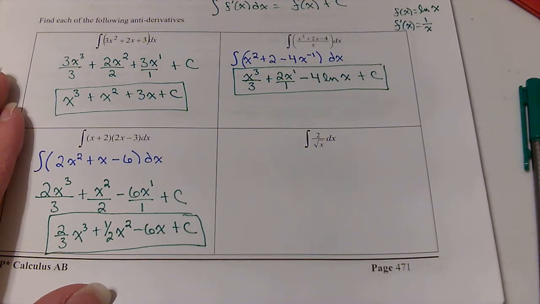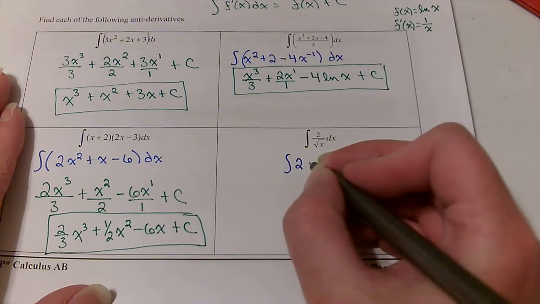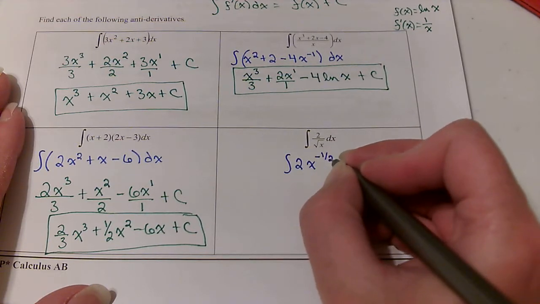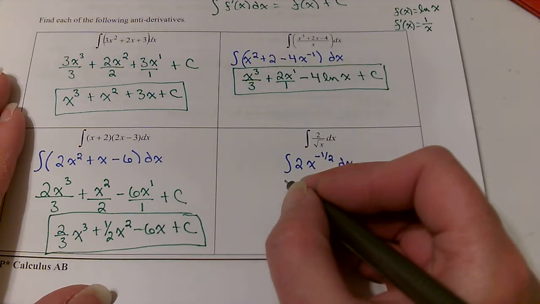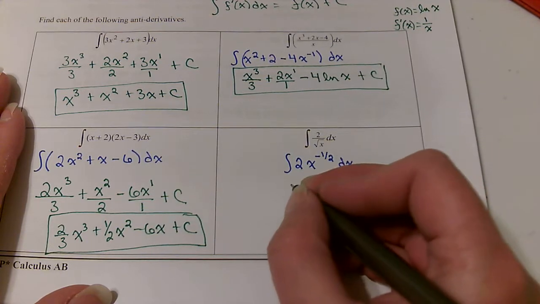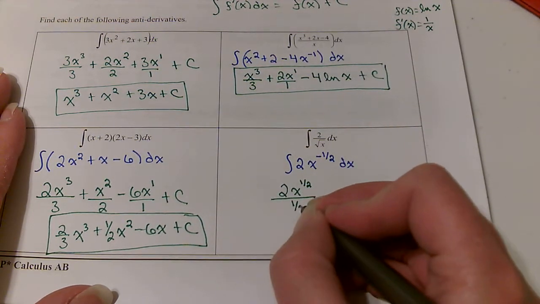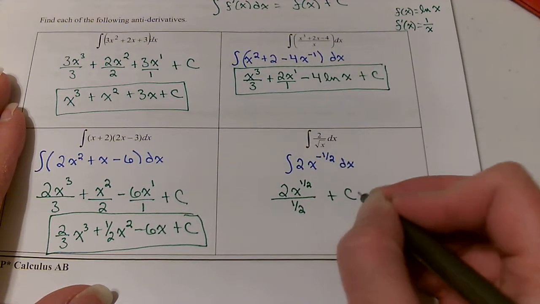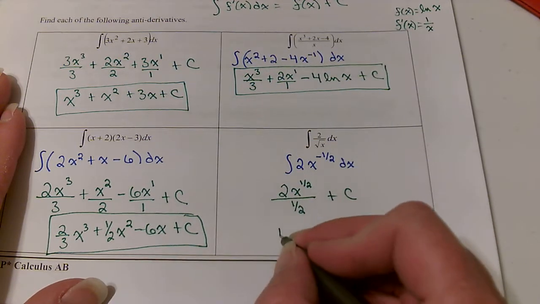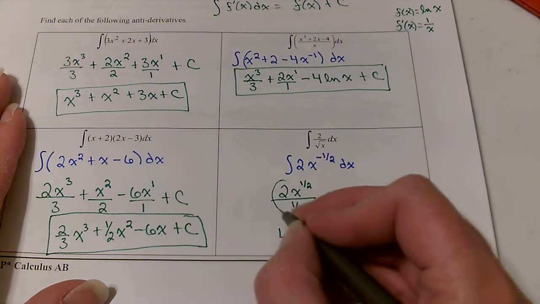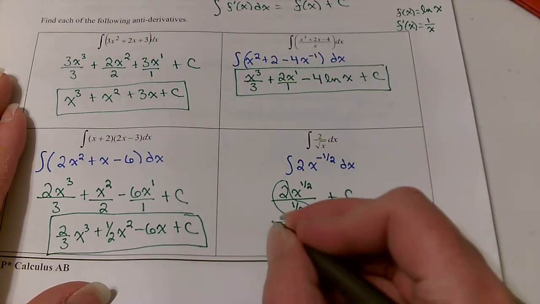Dividing by a square root. Yuck. Let's rewrite it. That's 2x to the negative 1/2. Now we can apply the rule. Add 1 to the exponent gives me a positive 1/2, and then divide by the new exponent. If I'm dividing by 1/2, that's the same as multiplying by a 2. So this would give me 4 x to the 1/2, which is the square root of x, plus c.